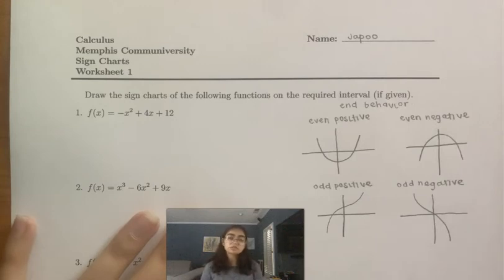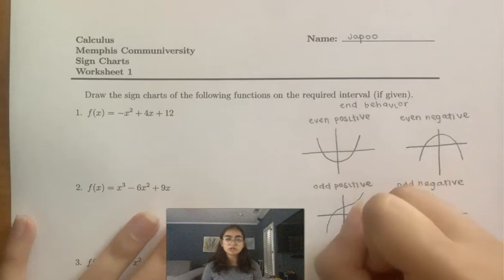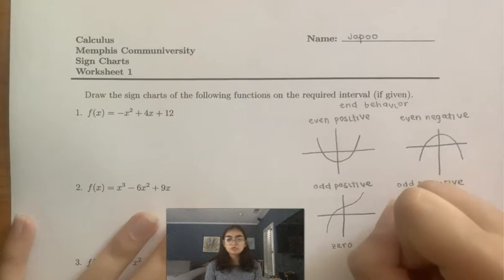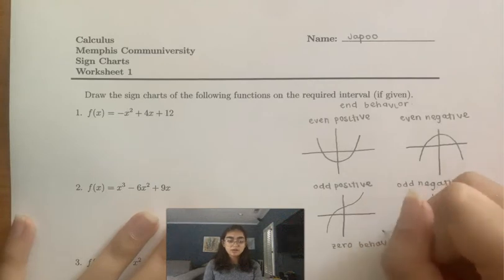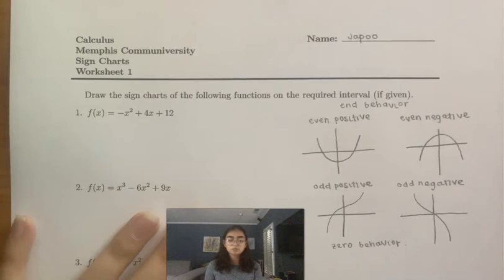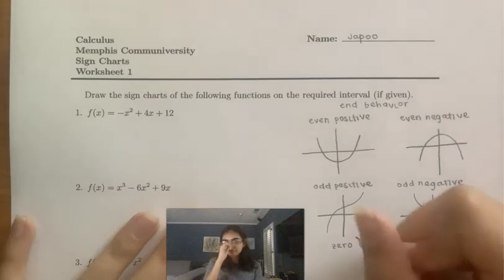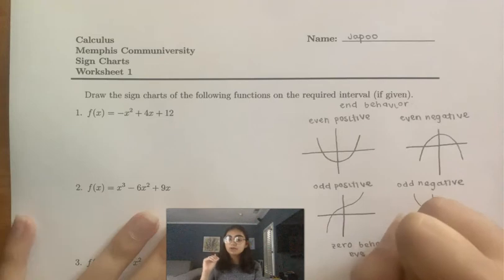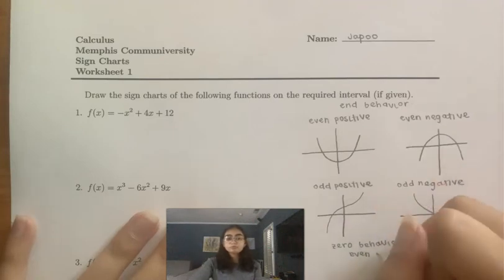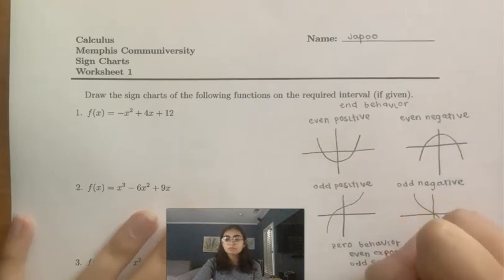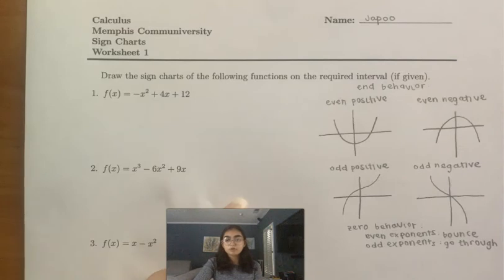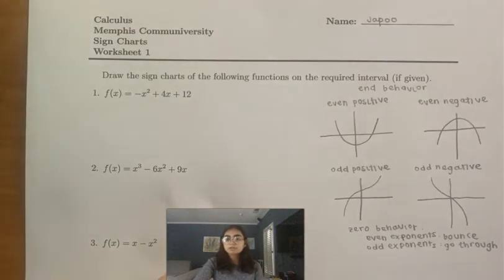The second thing that you need to determine before you draw a sign chart is the zero behavior of the function. So basically, when you factor, you're going to find the zeros of the function, where that function equals 0, and then you look at the exponents of all of your zeros to determine whether the sign chart will bounce at that 0 or go through at that 0.